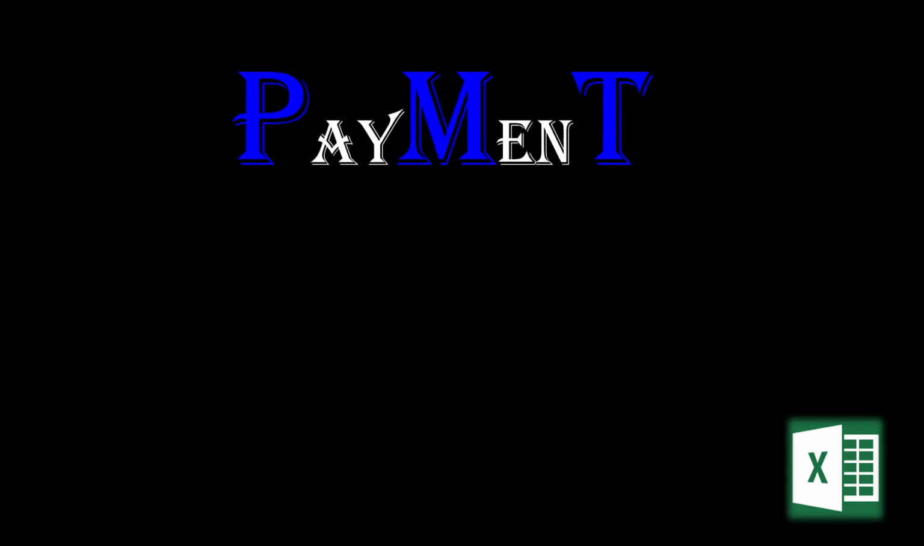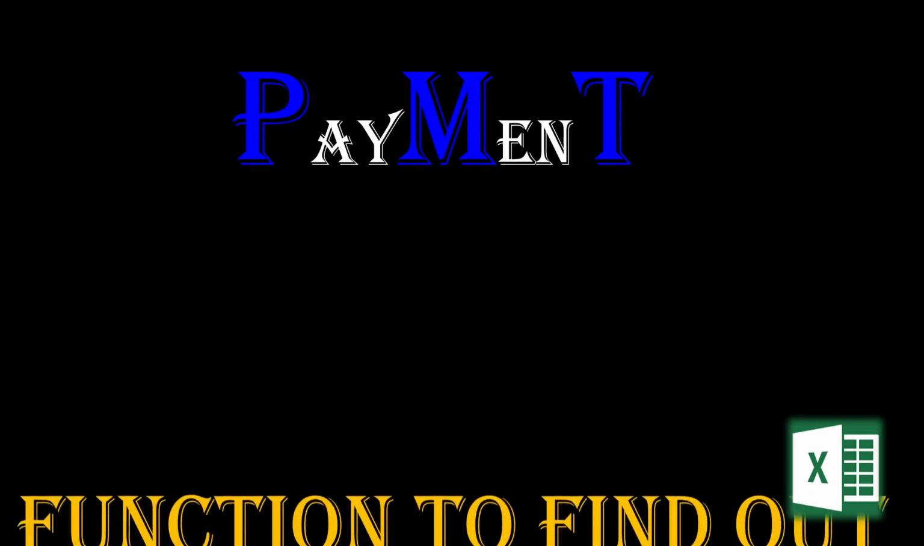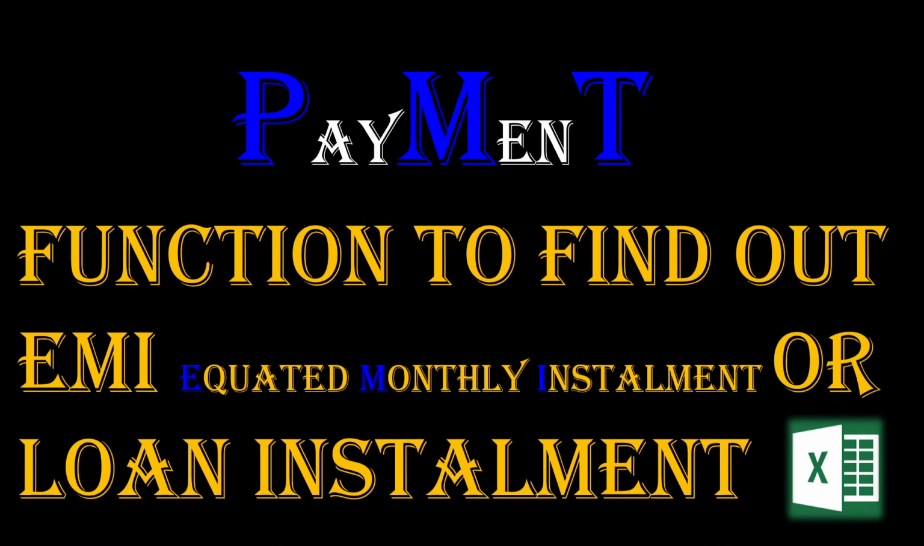In this video we are going to learn a financial function related to finance in Excel, and that function is payment, or in short it is called PMT. So what does this function do? This function is used to find out the EMI, that is equated monthly installment or a loan installment. This installment can be weekly, monthly, quarterly or yearly.